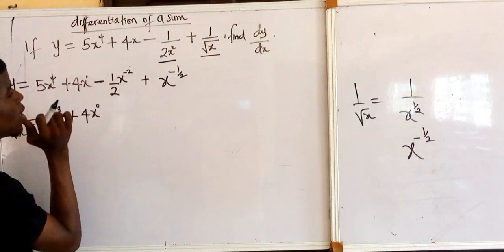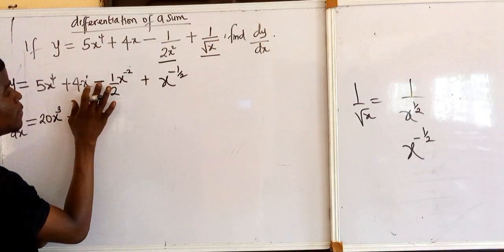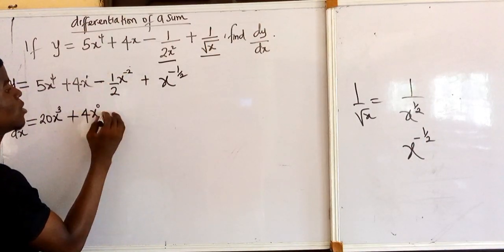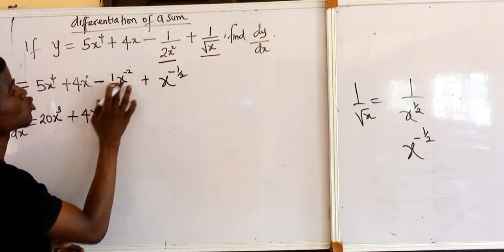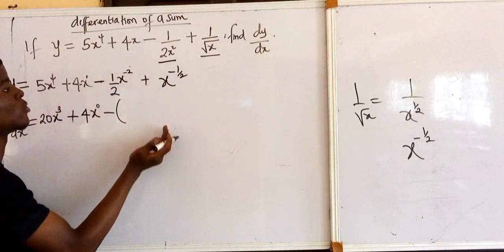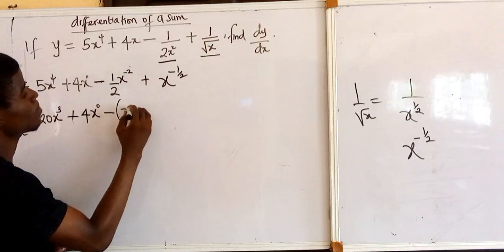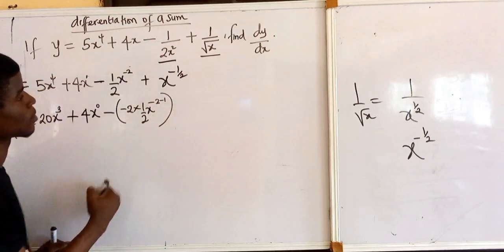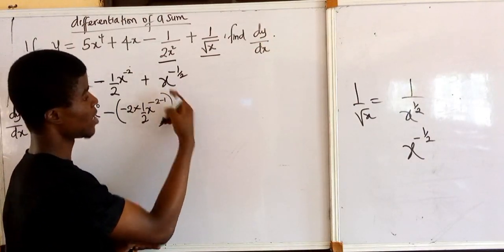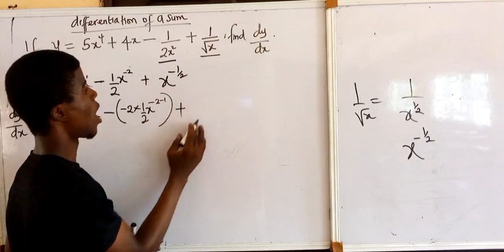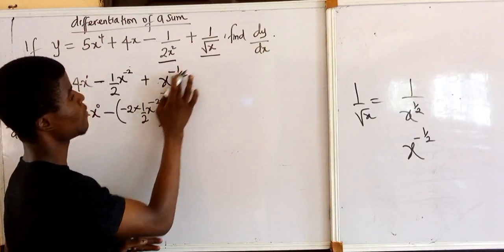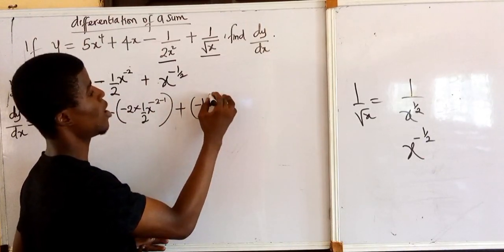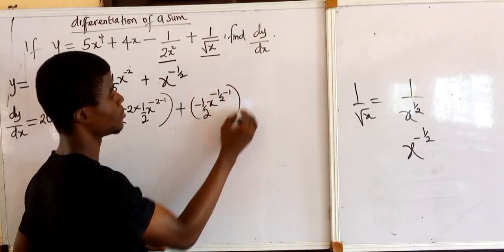To differentiate this, you see that there is a negative sign at the front, and the power here is also negative. So I will write this negative first, then open a bracket. So minus 2 multiplies this function, then I will subtract 1 from the result. That's the rule. So minus 2 times 1 over 2, x raised to the power minus 2 minus 1. Plus, differentiating this, the power is minus 1 over 2 and the coefficient here is 1. So minus 1 over 2 times 1 is still minus 1 over 2, then times x raised to the power minus 1 over 2 minus 1.